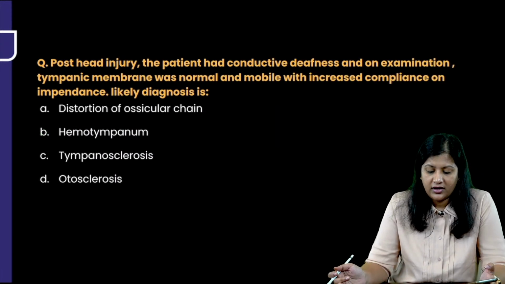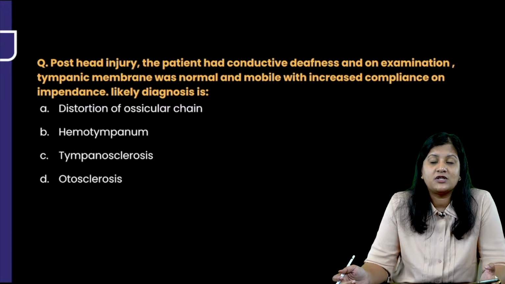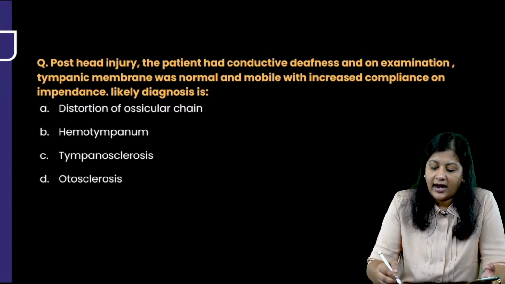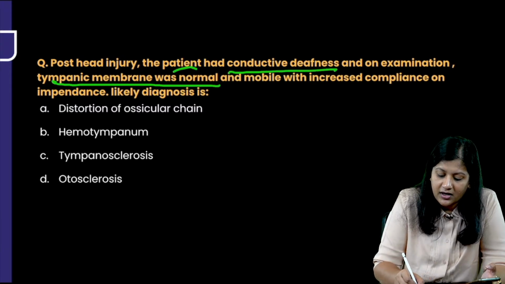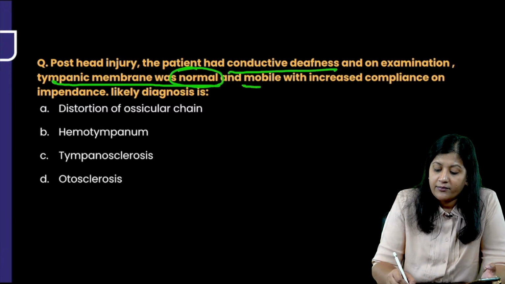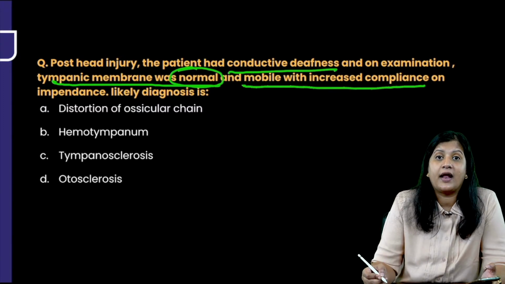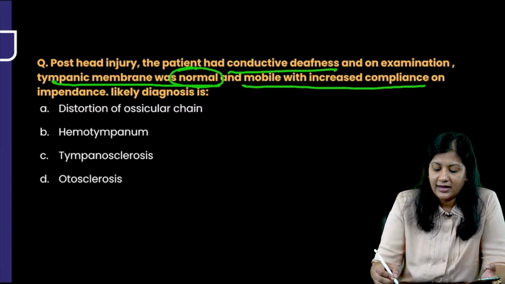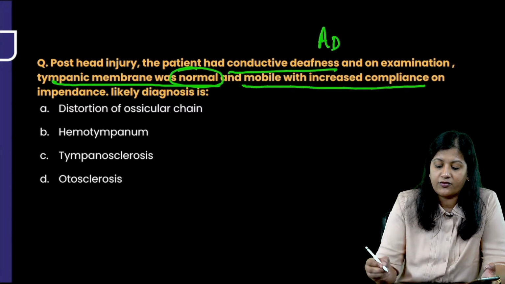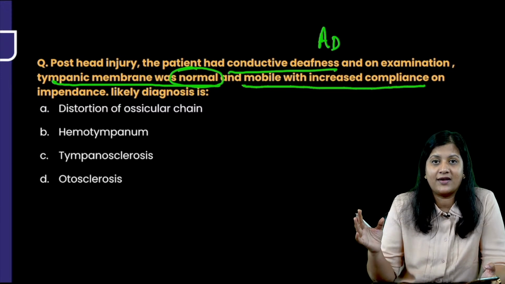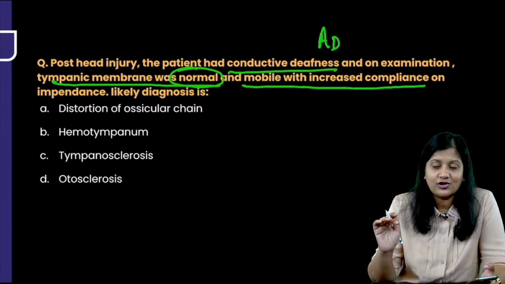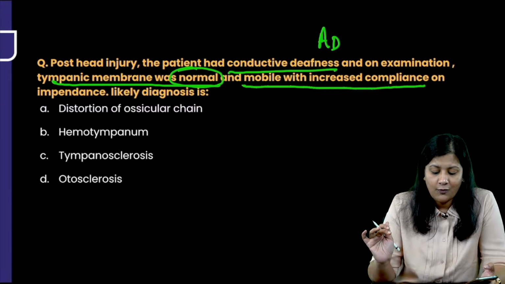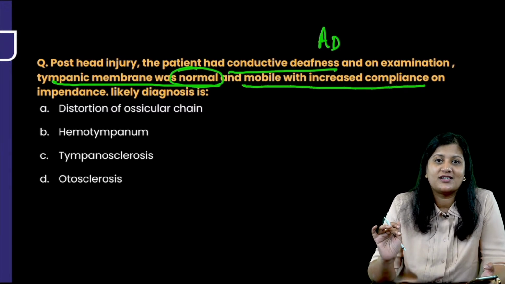Okay, so let's go to the next question. Again, this is a repeat MCQ from the previous examination. Post head injury, a patient had conductive deafness and on examination the tympanic membrane was normal, but there was an increased compliance on impedance. On impedance, I'll give you that an AD type of graph was seen. I'm giving you the takeaway point. Now tell me the answer. What is the diagnosis? Is it distortion of the ossicular chain, hemotympanum, tympanosclerosis or otosclerosis?